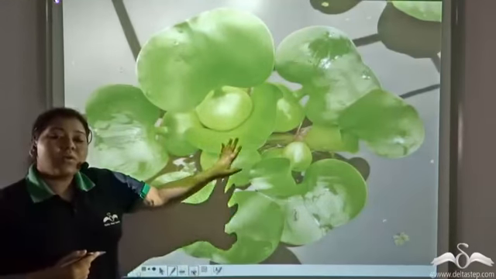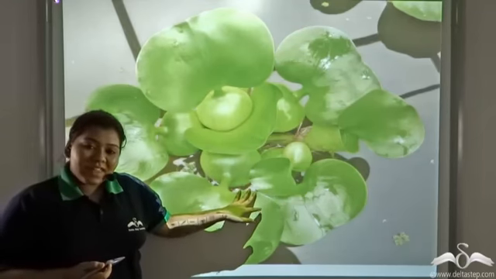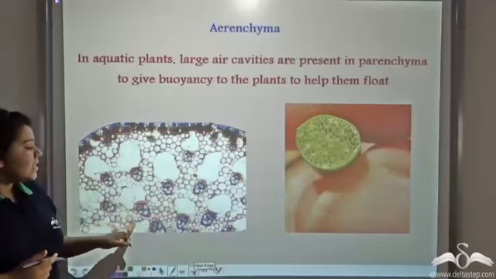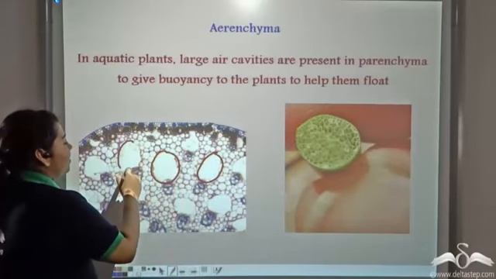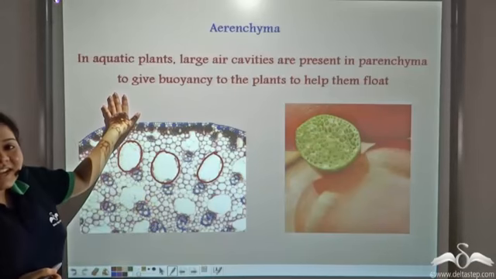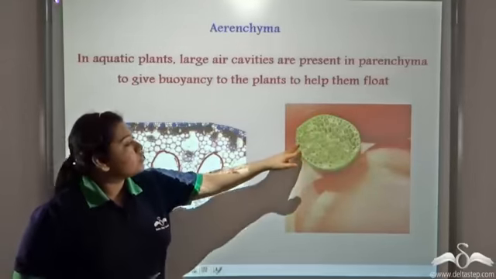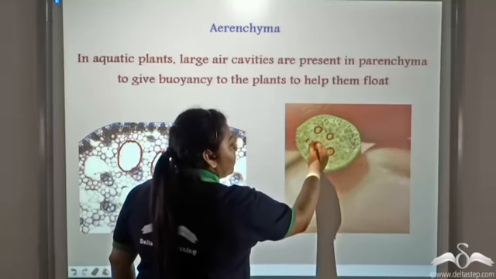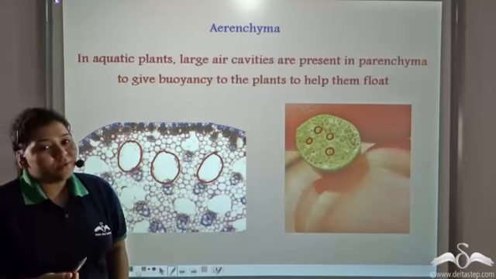Now, can you guess how these aquatic plants are floating on the water? Well, if you dissect these plants, then you will find air cavities in the parenchyma tissue. See, these are the air cavities. Now, these air cavities present in the parenchyma provide buoyancy to the plants and help them to float. See, these spongy structures are filled with air and they help the plant to remain afloat on the water.